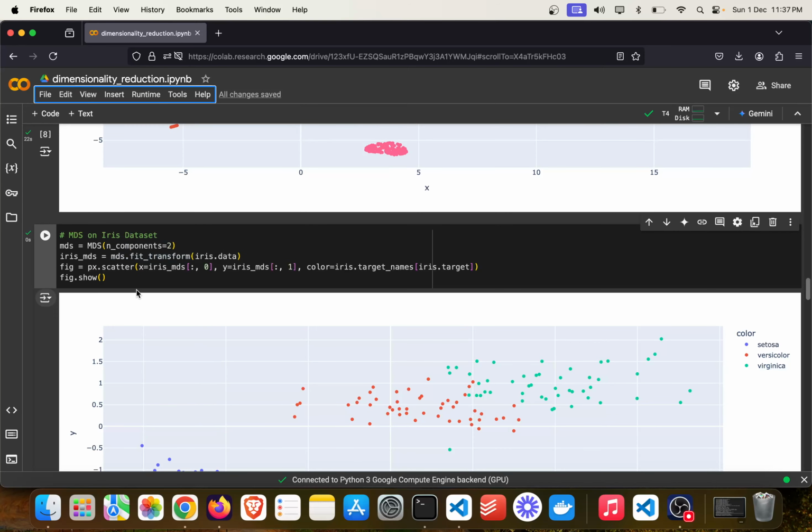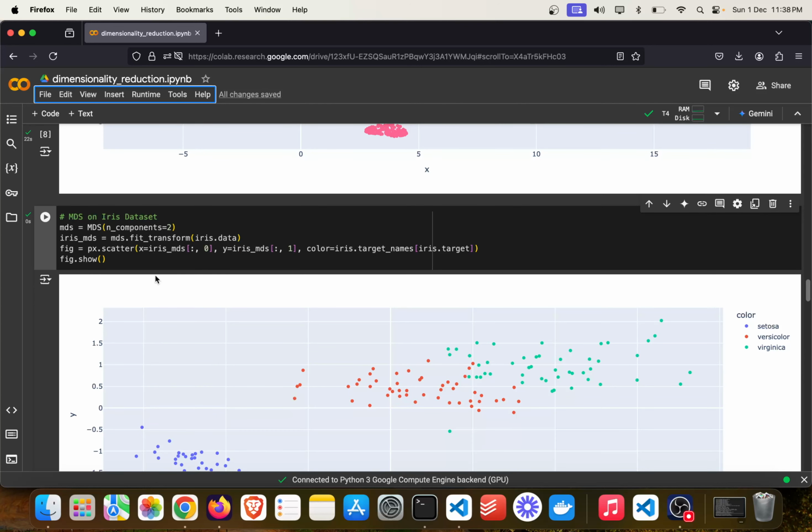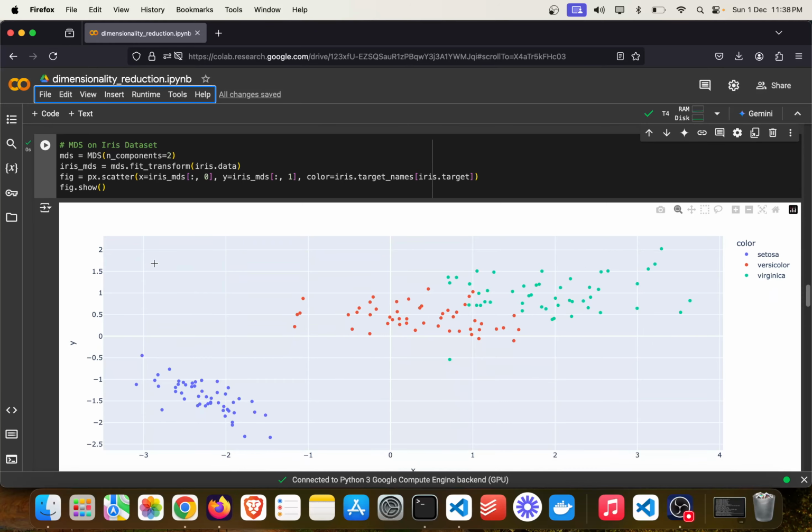Then the next technique is MDS. Its full form is multi-dimensional scaling. It seeks a low-dimensional representation of the data that preserves the distance between every pair of points well. And we'll be using the iris dataset for this technique.